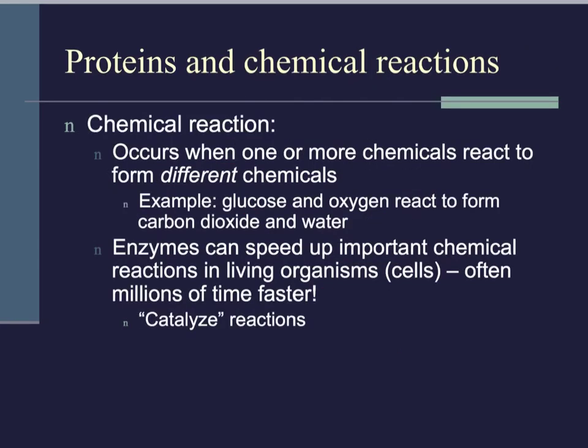A chemical reaction is when we take one or more chemicals and we react them with different chemicals. So in the lab where you're building macromolecules using the model building kits, you're actually showing how different elements come together to form larger molecules. Here's another example for you. Glucose and oxygen can react to form carbon dioxide and water. So the molecules have been rearranged in order to form new compounds.